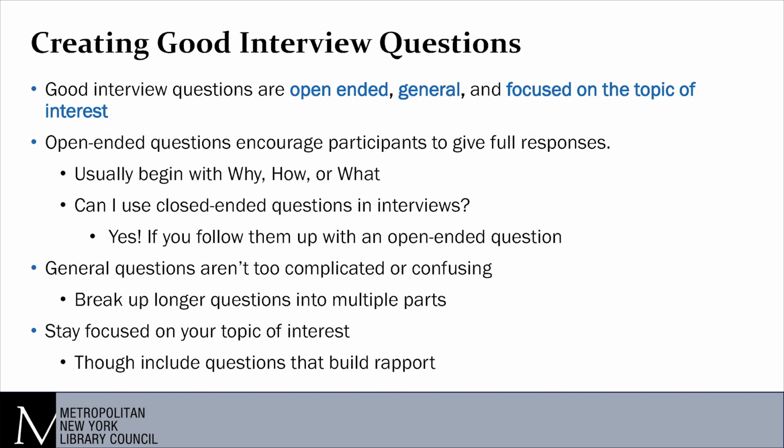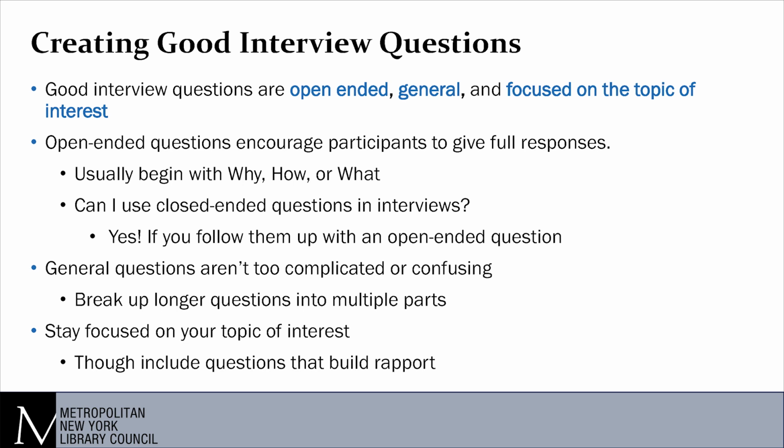So if you're creating good interview questions, the 3 things I always suggest is that you make sure, one, that they're open-ended, that they're also fairly general, and that they're focused on your topic of interest. Open-ended questions are the ones that encourage people to give you a full answer, a full response. And they usually begin with why, how, or what, because those lead-ins tend to encourage people to say more.